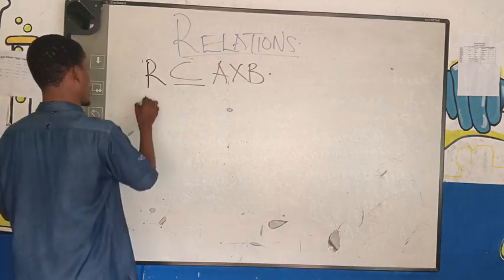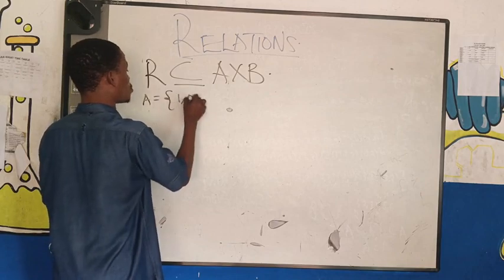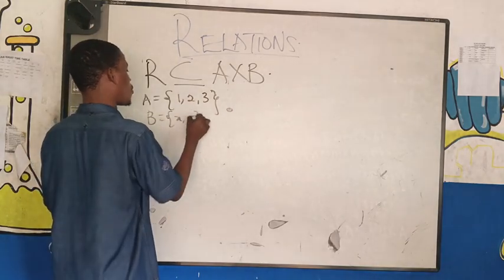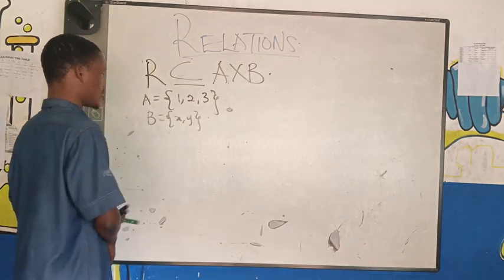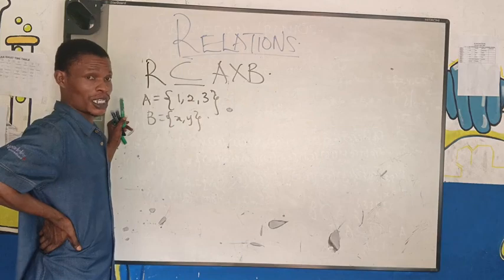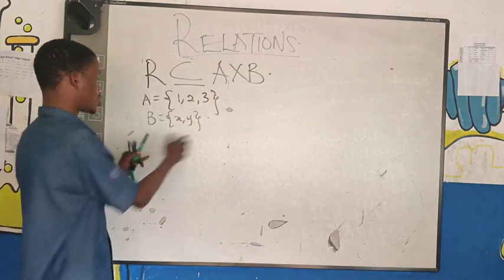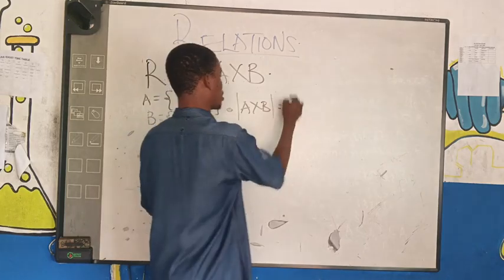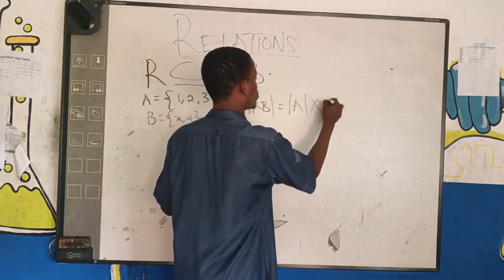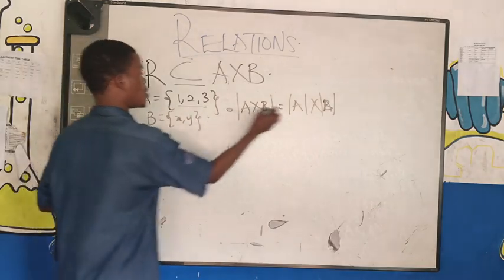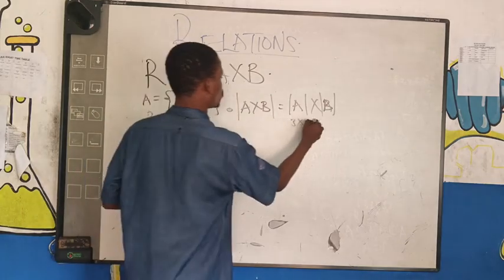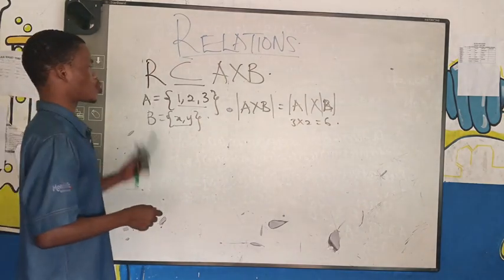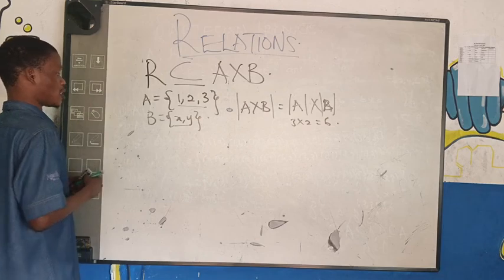Let's say set A is the set of elements 1, 2, 3, and set B, let me use another thing, X and Y. By the way, how many elements should be in the Cartesian product? If you don't want to list the elements, just say the cardinality of the Cartesian product is the cardinality of A times the cardinality of B. How many elements do we have here? 3. And here? 2. So the cardinality is 6. We have 6 unique and distinct elements in the Cartesian product of A and B.